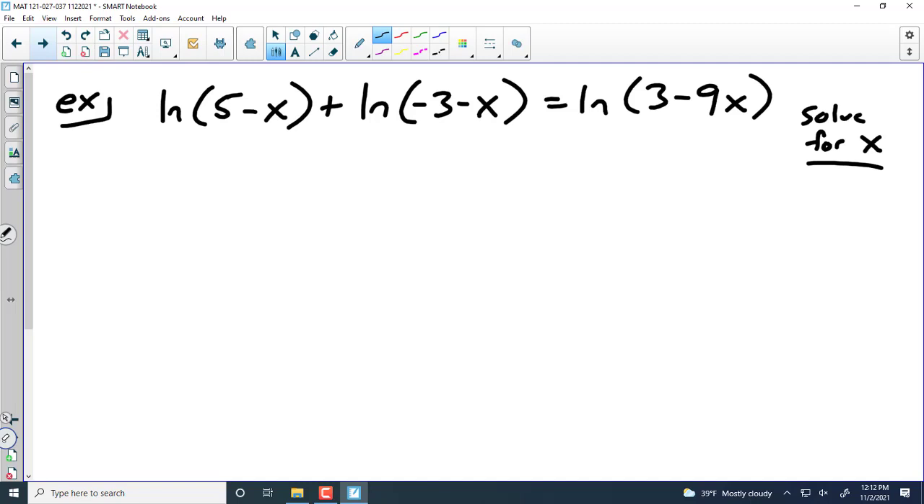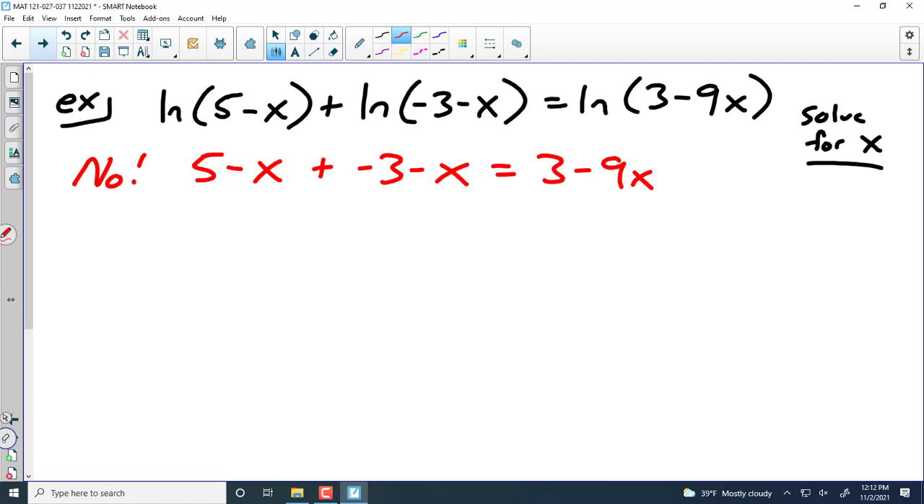I'm sorry. Oh. I can't do this. This absolutely is not okay. No, don't do that. What must I do before I remove the logarithms? I need to condense the left-hand side into one logarithm. I have to.